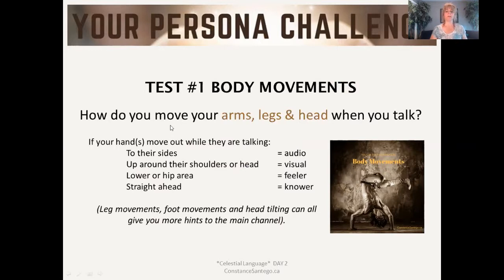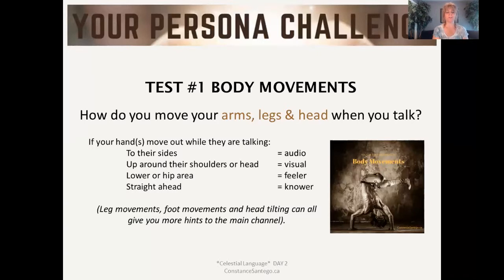So people who talk with their hands to the side when they're talking all the time, talking like this, that is an audio move. Now, anybody who starts talking a little higher up, somewhere around the shoulders and head, and they talk a lot here, this is a visual channel. Now, if your hands are down closer around your hips or lower toward the lower part of your body, then that is a feeler thing. And if somebody is talking to you like this, straight to you, that is a knower trait.